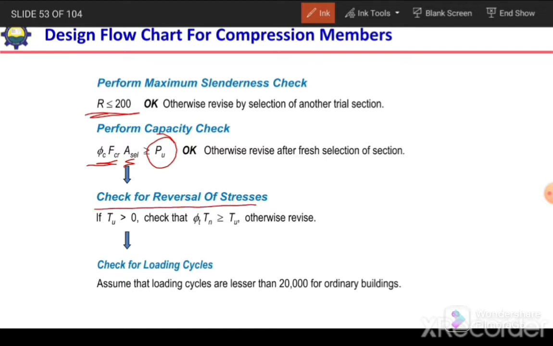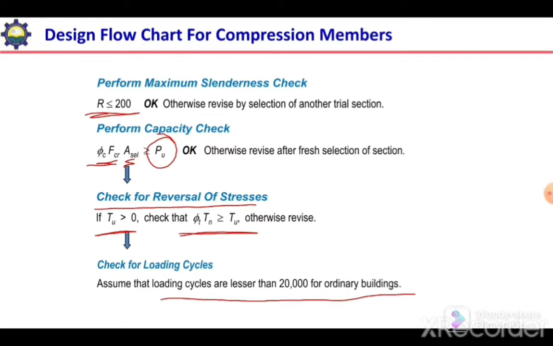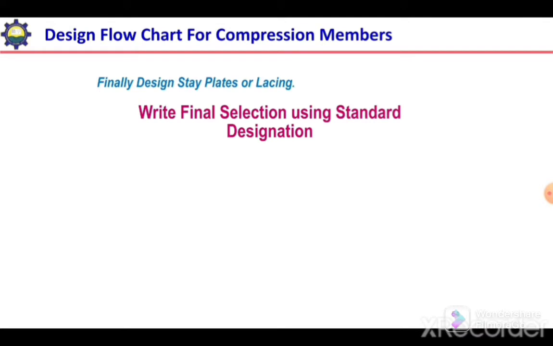And if there is stress reversal, then we will see if Tu is greater than 0, meaning there is tensile stress as well, or tensile load is also acting on that section. So in that case, we also need to check that the tensile capacity should be more than the tensile load. Finally, we will check the loading cycle for the fatigue strength, and if it is less than 20,000 cycles, it is okay. Otherwise, we need to go for the design. So this is for a single angle section which is not a built up section.